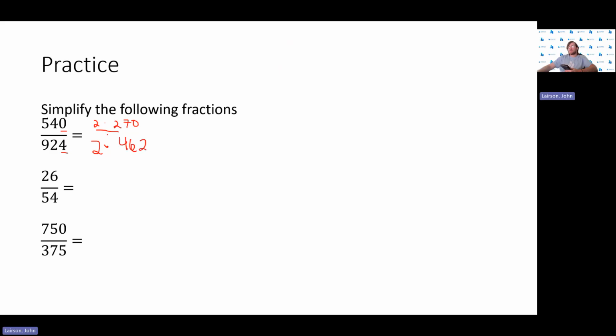And now I'm doing my cancel here, 2. I can cancel out a 2. Right, it's on the top and bottom. But I'm not done yet, right? This isn't that same answer we got. That's because there's more factors that I can cancel out. And I'm just going to do this step by step, right? They're both even again. I'm going to pull out another 2 out of both of them. 270 divided by 2 is 135. 462 divided by 2 is 231.